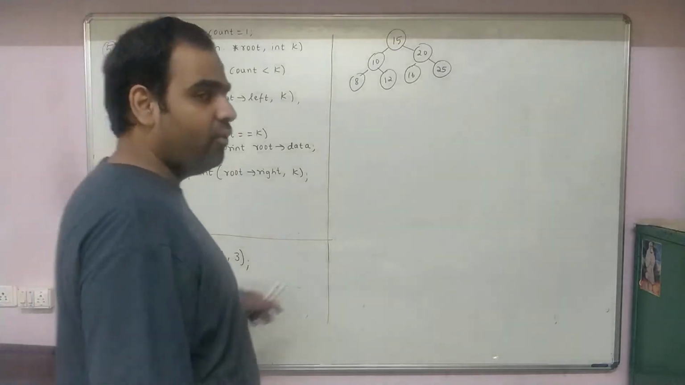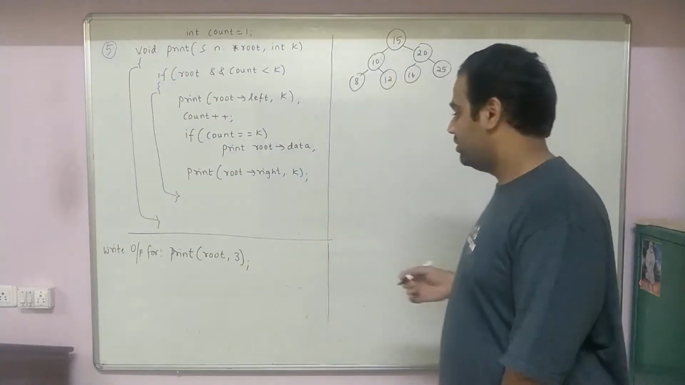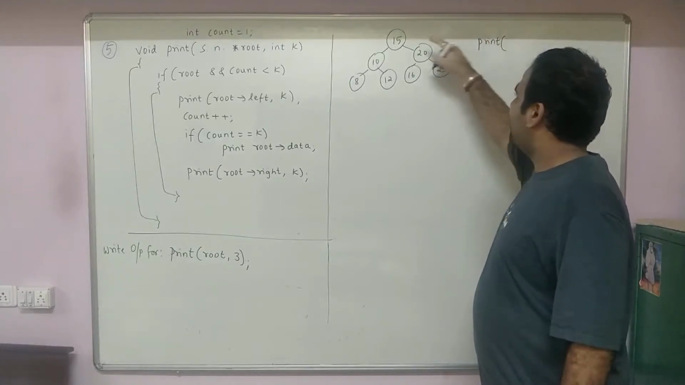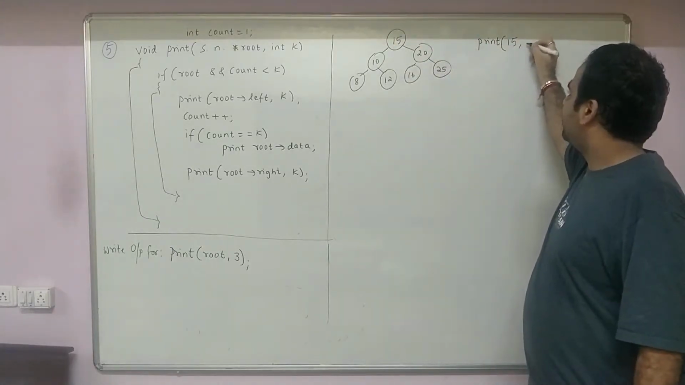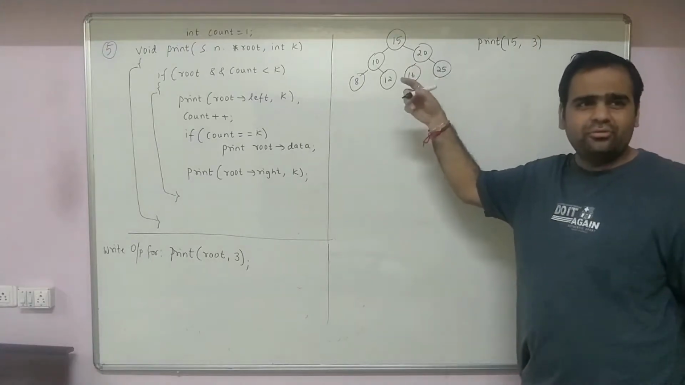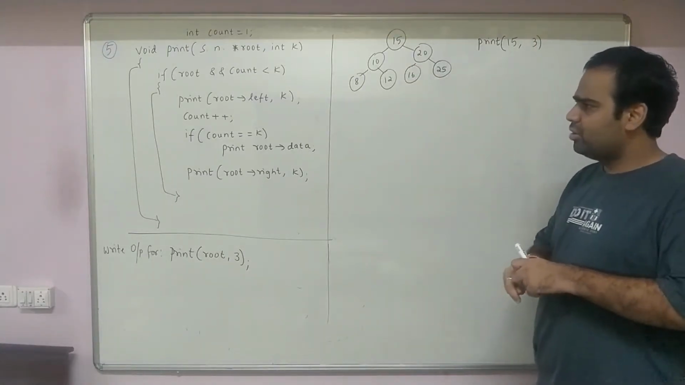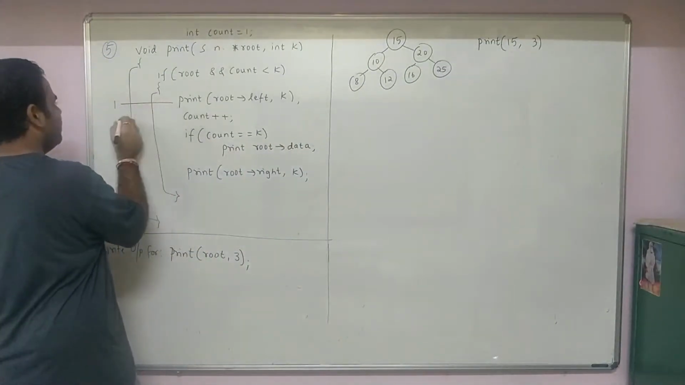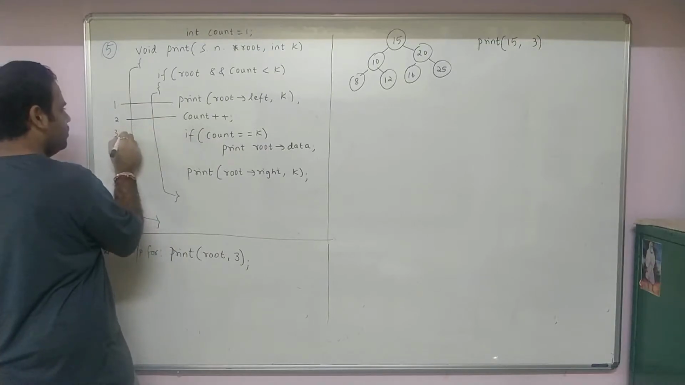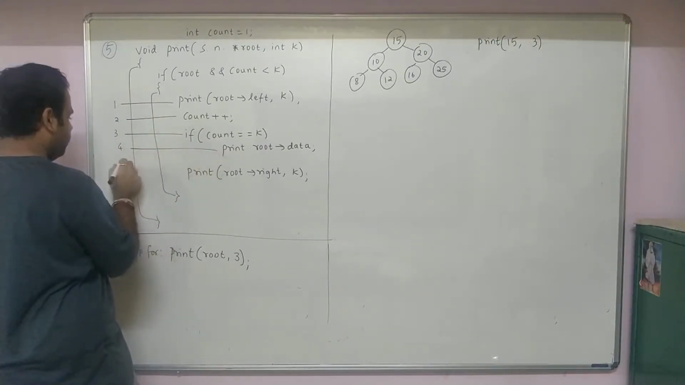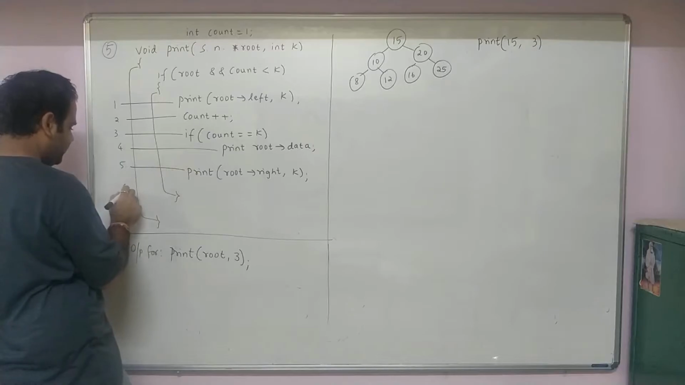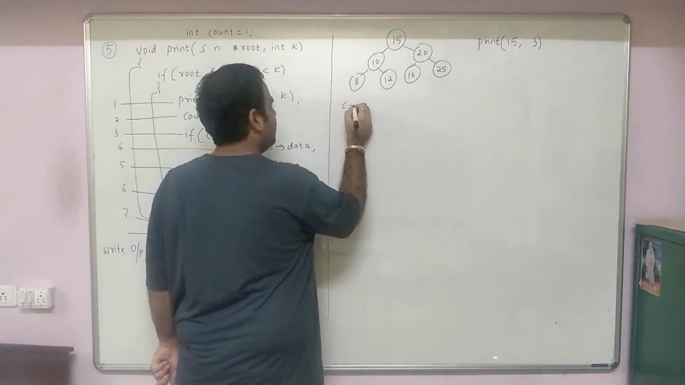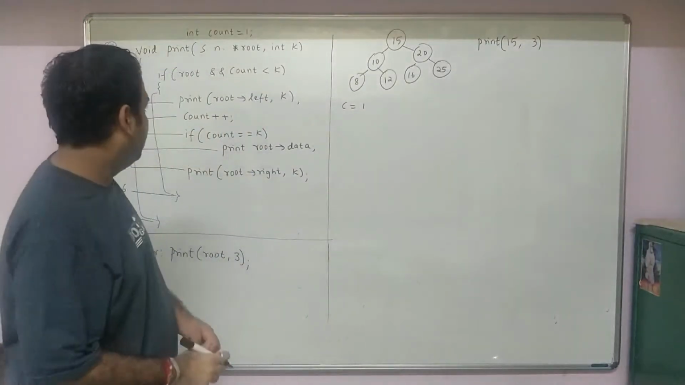Now let us see what is the output of this. We say print root. Now the value of root is 15, comma k. K value is 3. Now it's not 15, it's the address. Let us take 15 because anyway we are tracing it. Now whenever you have to trace, you have to give the line numbers. Let me give the line numbers 1, 2, 3, 4, and this is line number 5. This is 6, and this is 7. And the value of count is equal to 1. Is that okay?